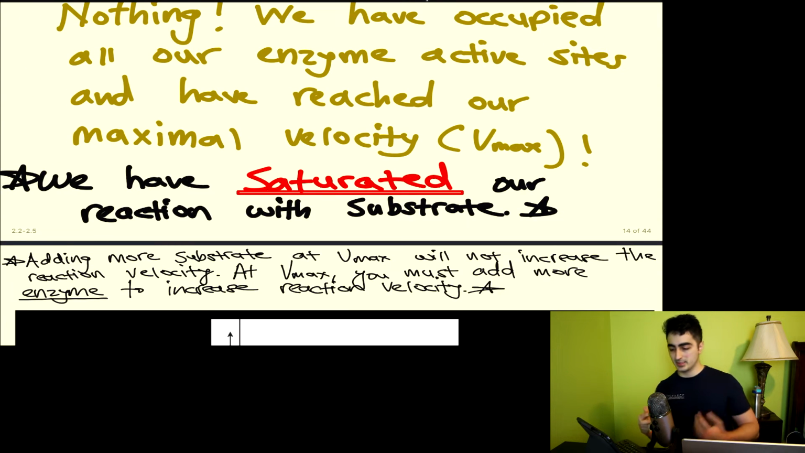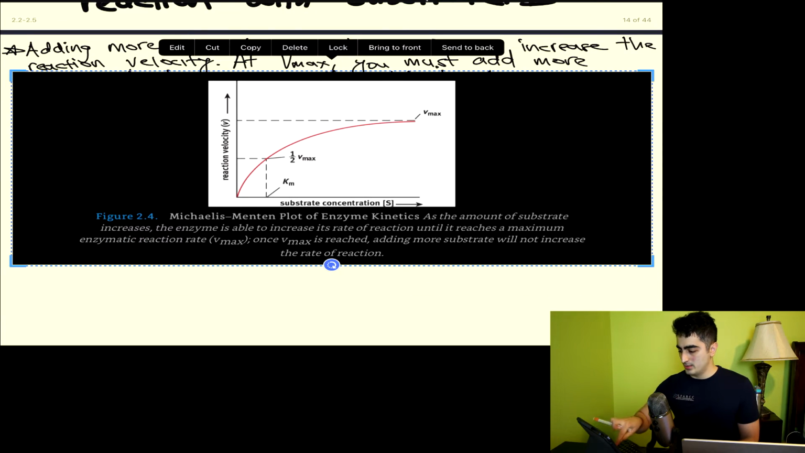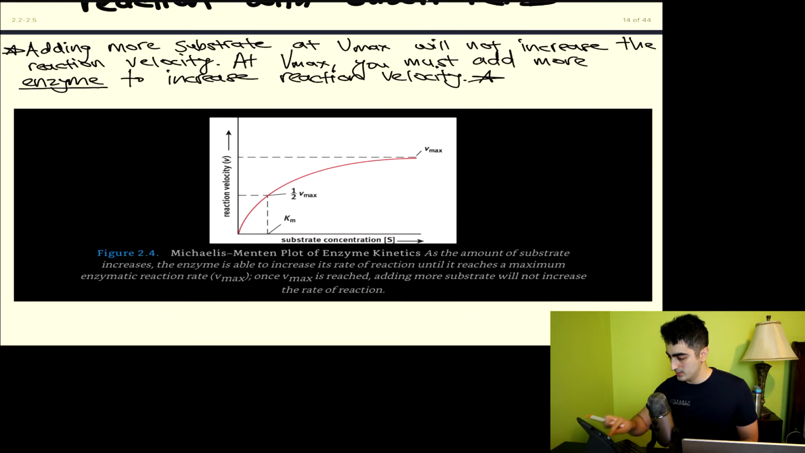So what I want you to think of is, in this case, we have saturated our reaction with substrate. When you hear saturated a reaction, that means we've added enough substrate to reach maximal velocity for the enzymatic reactions that are occurring. So here, just to get the point across again, adding more substrate at Vmax will not increase the reaction velocity. At Vmax, you must add more enzyme to increase reaction velocity.